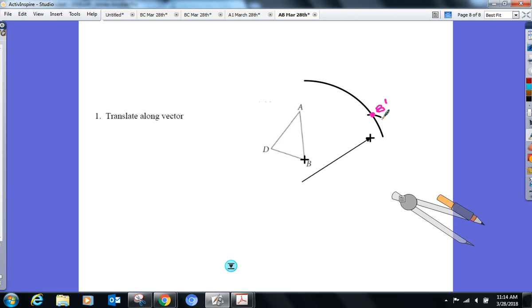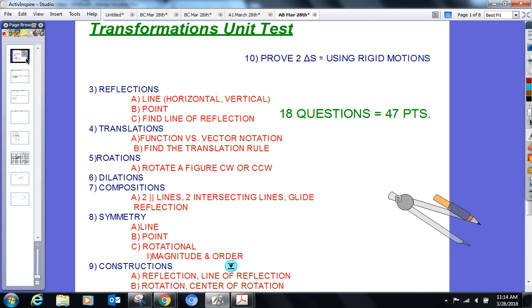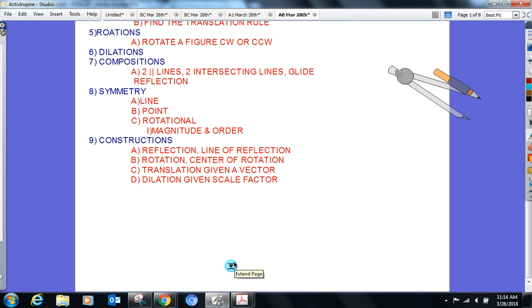Warning for you guys, a little warning. Not all of these are in the review packet. I can tell you finding the line of reflection is not in the review packet, and neither is finding the center of rotation. So you either have to go back to your own notes or rewatch the video, or we can talk about it. It doesn't matter, but I'm just giving you a warning. Not all 6 are in the review packet.